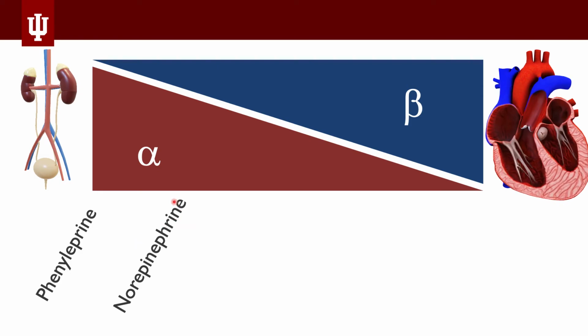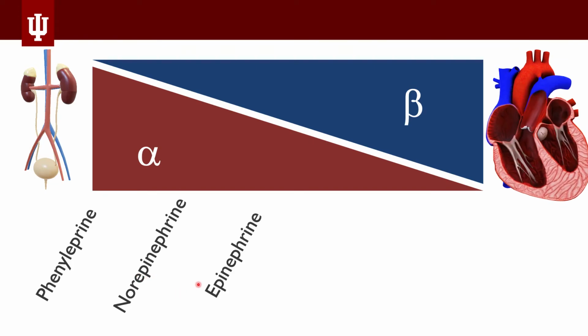But it's got a little bit of beta, so it doesn't have the reflex bradycardia and maybe the decreased cardiac index because of the increased afterload that phenylephrine has. So we tend to use this as a first-line pressor for things like septic shock.